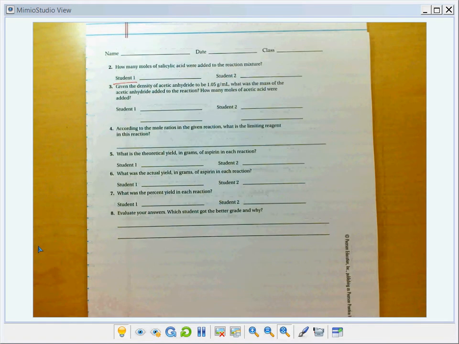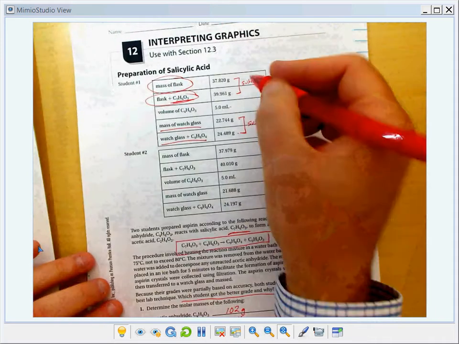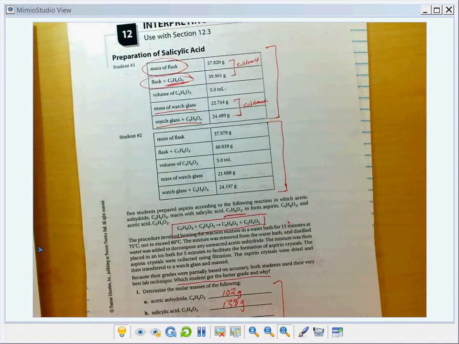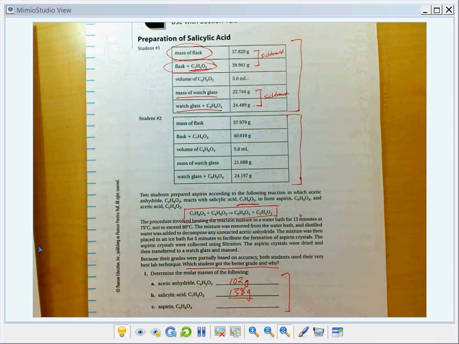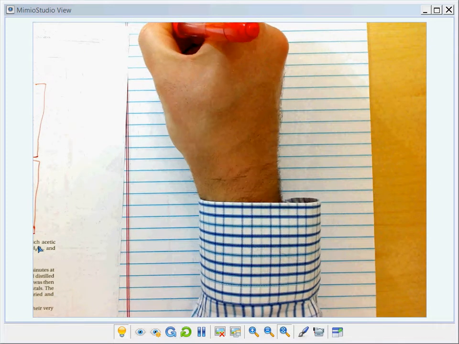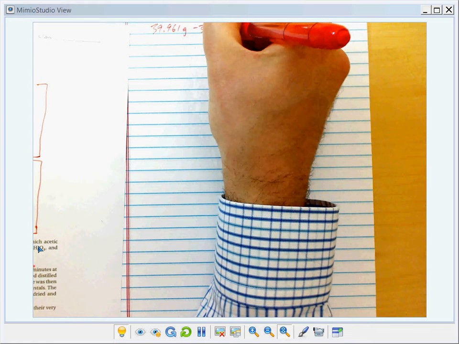I'm going to do this on a separate sheet of paper because there's not a lot of space on the original sheet. So salicylic acid was the original mass here. The goal is that we're going to subtract these two numbers, then we're going to convert to moles. We have the salicylic acid molar mass here. So I need to do 39.961 grams minus 37.820 grams, and that's going to get us our answer.